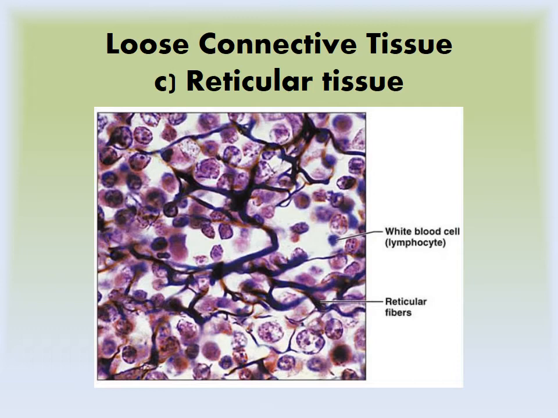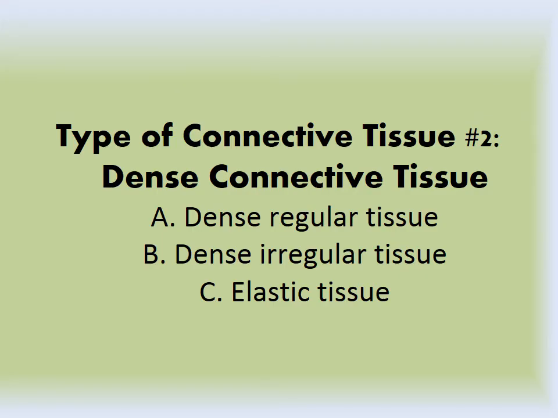So in this slide here, you can see that the reticular tissue looks like quite a mess, and you can see the reticular fibers that are embedded all the way through that. Okay, so on to the second type of connective tissue. It's dense connective tissue, and there's dense regular, irregular, as well as elastic tissue, which we're going to discuss.